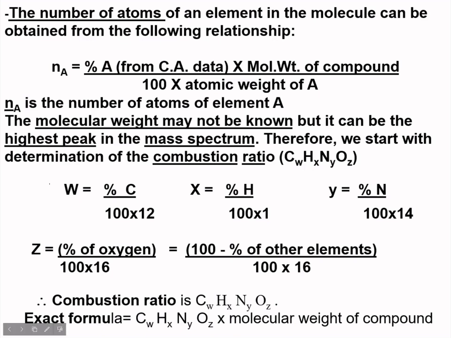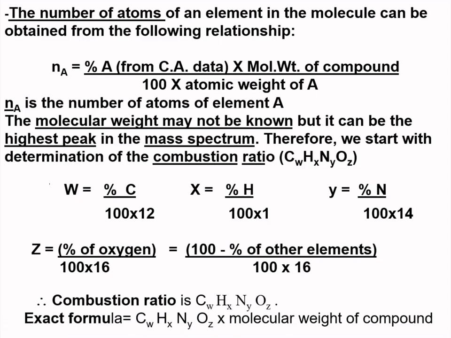For oxygen sub-ratio, we subtract the percentages of our atoms from 100 and divide the product by 100 multiplied by 16, which is the atomic weight of oxygen. In this way, we can obtain what's called combustion ratio. Each element has a fraction called sub-ratio for that element.